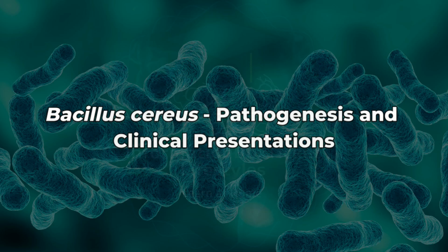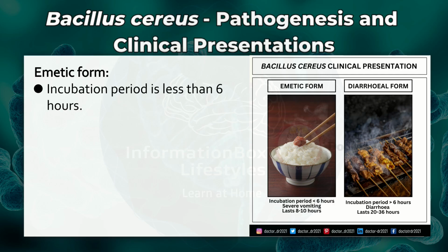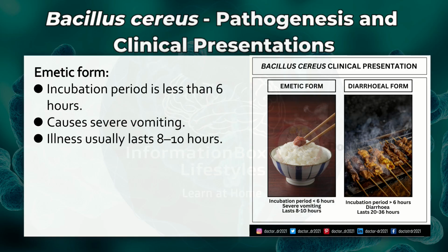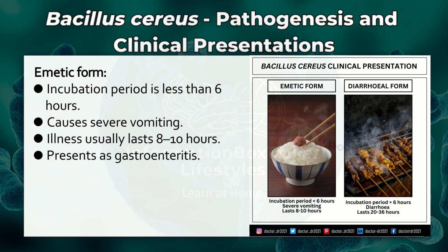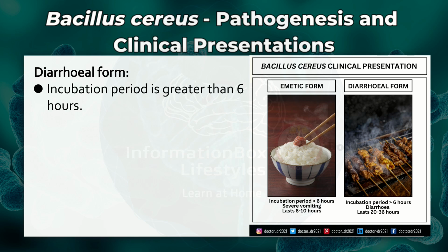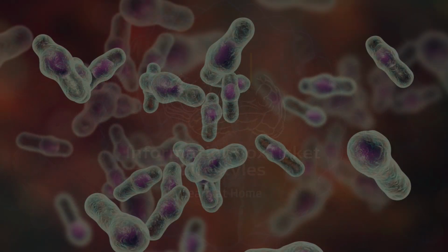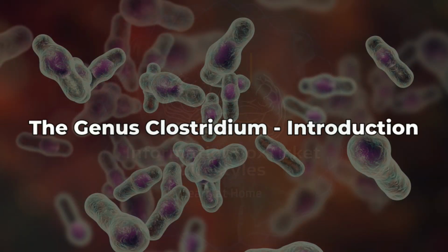Bacillus cereus, pathogenesis and clinical presentations. Emetic form. Incubation period is less than 6 hours. Causes severe vomiting. Illness usually lasts 8 to 10 hours. Presents as gastroenteritis. Diarrheal form. Incubation period is greater than 6 hours. Leads to diarrhea. Illness usually lasts 20 to 36 hours. The genus Clostridium. Introduction.